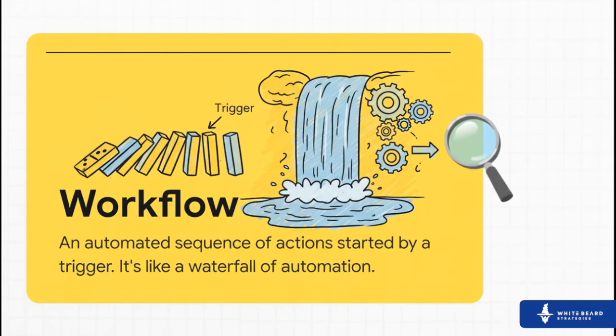So what the heck even is a workflow? Just think of it like a set of dominoes. The trigger is you pushing over that first domino. And once that happens, it sets off this whole chain reaction of other actions that just happen automatically, one after the other. It's this waterfall of automation that you set up one time and it just runs forever.